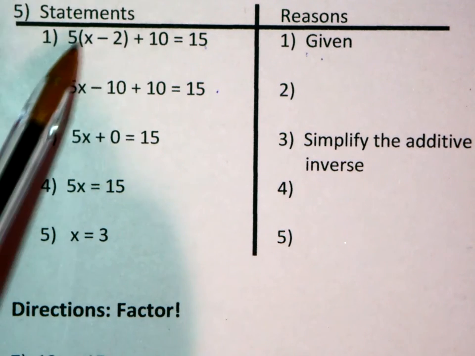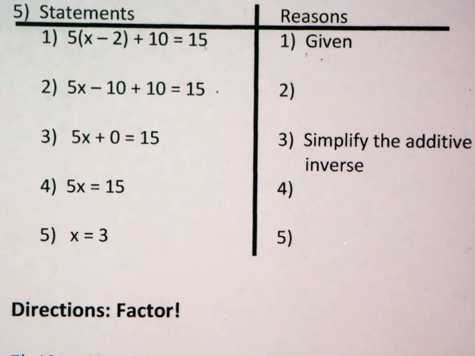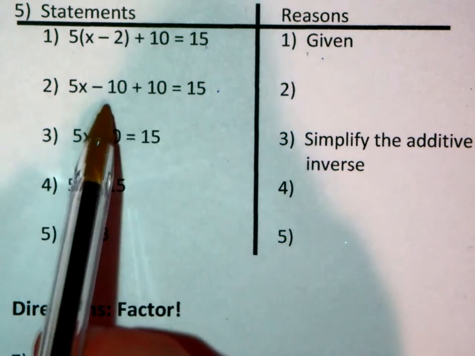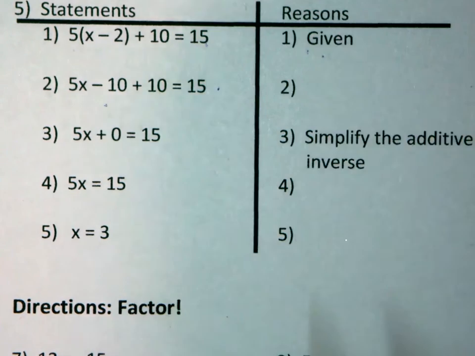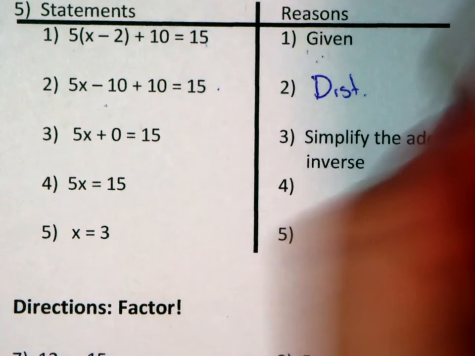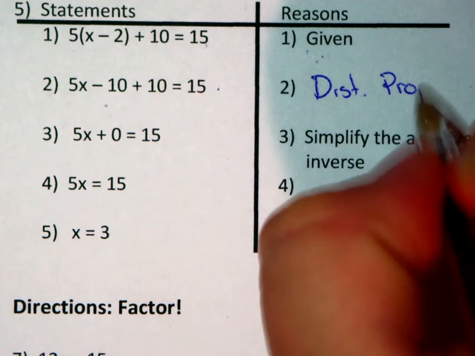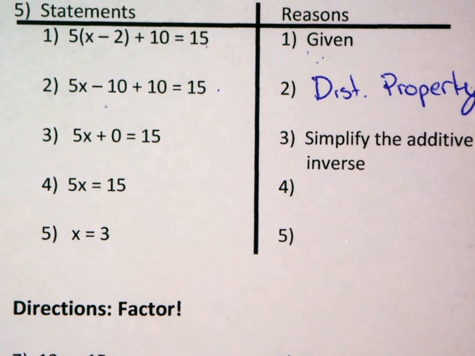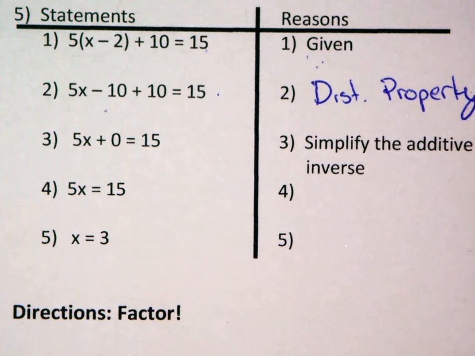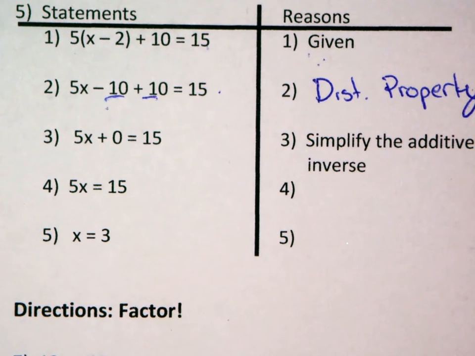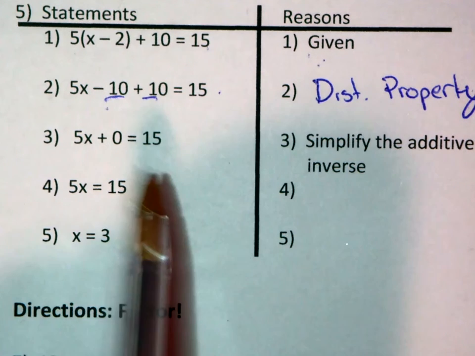Well, we see that 5 was distributed into this parentheses to create 5x. 5 times negative 2 created negative 10. And so that's simply our distribution property. Now the next step was given to you. Simplify the additive inverse. I had a negative 10 and a positive 10, which are additive inverses. And we simplified them. The combination of those two equaled 0.